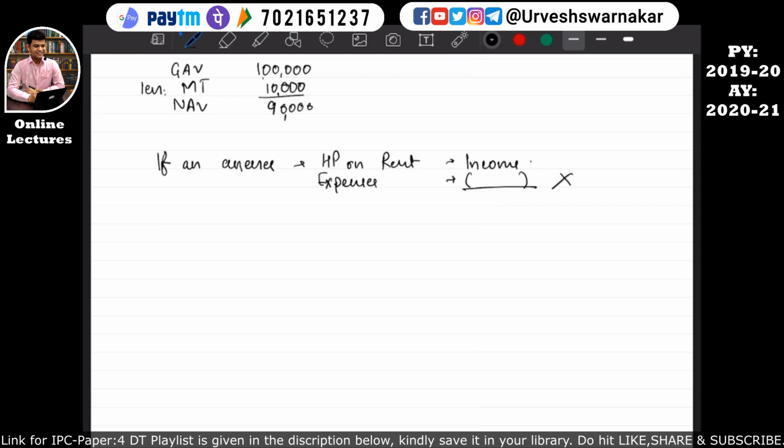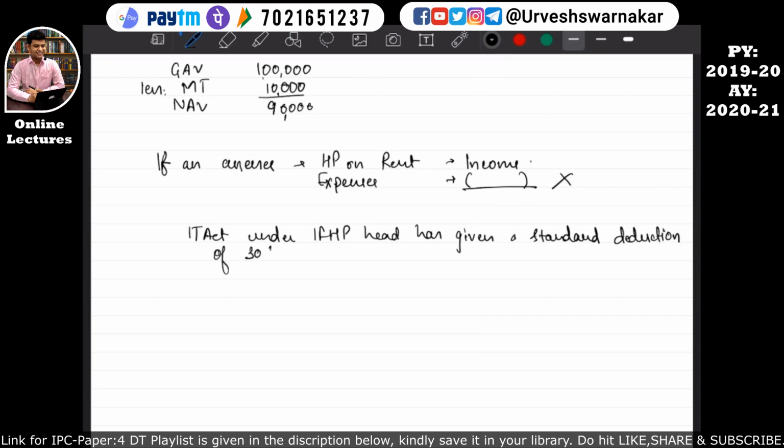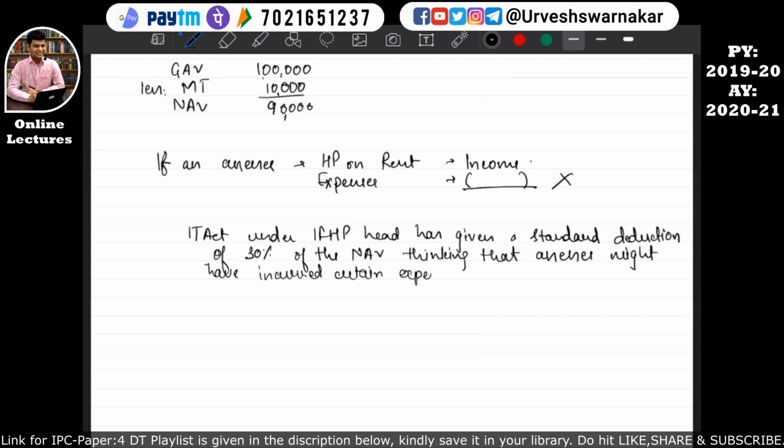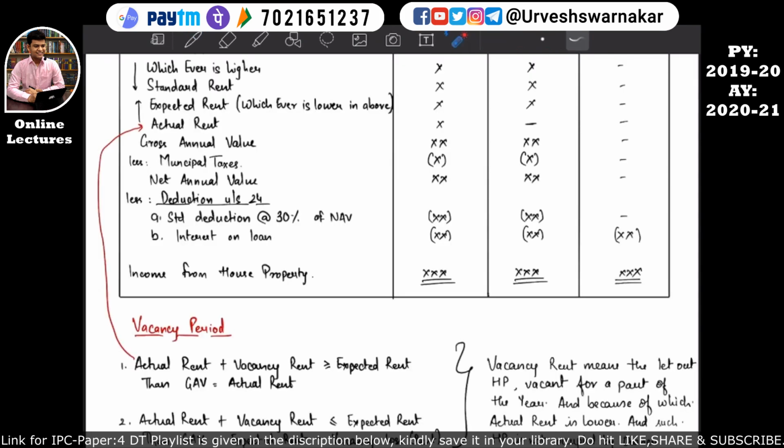So for that purpose, the Income Tax Act under the income from house property head has given a standard deduction of 30% of the NAV, thinking that the assessee might have incurred certain expenses. So that is what this first subsection is.